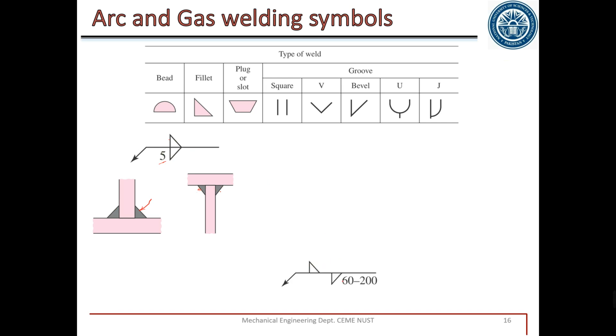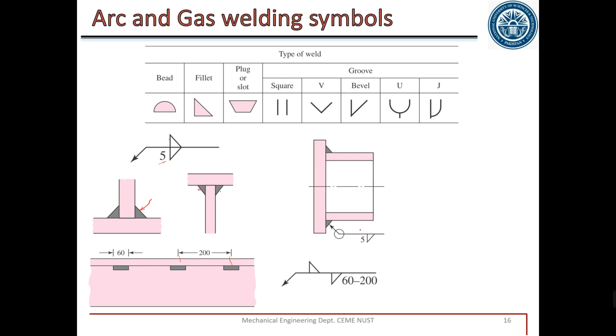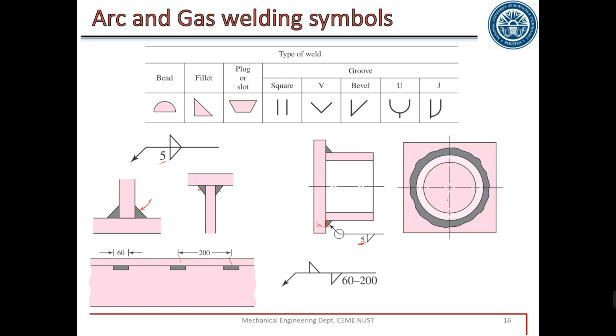Similarly, for these two welds, we have a weld of 60 mm width, and it is made after 200 mm of distance. The center to center distance between two welds is 200 mm or inches, whatever units you are using. Again, we have a fillet weld of 5 millimeter height. This is height, this is height, and this circle shows that this weld is all around. This shape of weld is all around the joint.